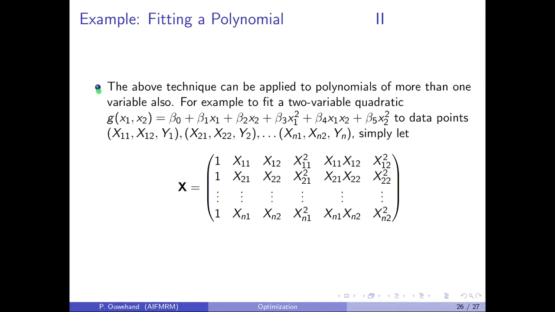Now, this technique can also be used to fit polynomials of more than one variable. For example, to fit a two-variable quadratic to some data, a quadratic that looks like the expression shown over here, with data that looks like this, we use as regressors the values x1 and x2, as well as x1 squared, x1 x2, and x2 squared. And we create the matrix X as usual. From there onwards, it is very straightforward to write down the normal equations and to solve for the vector of beta values.